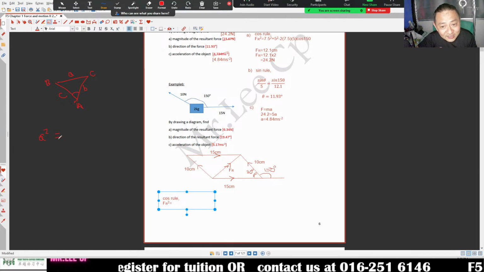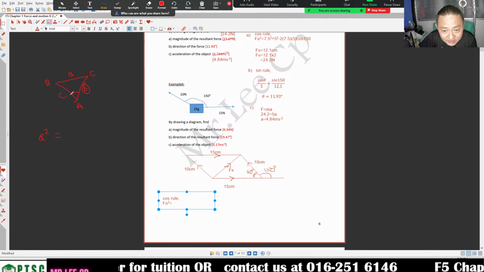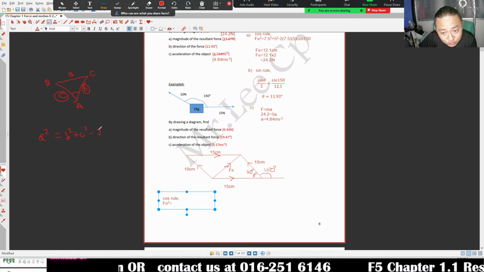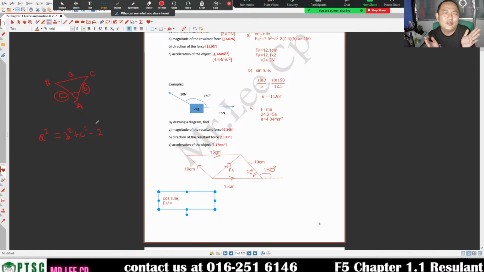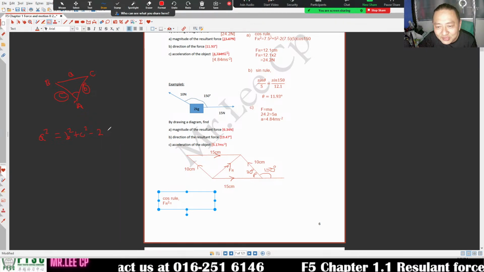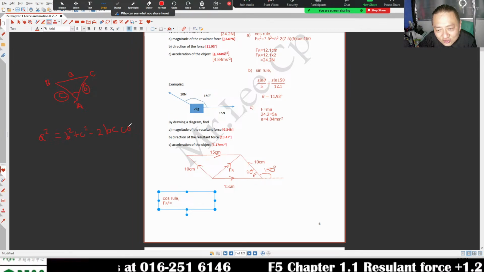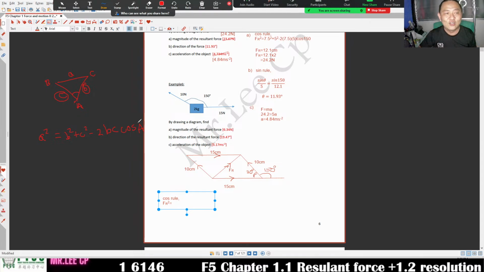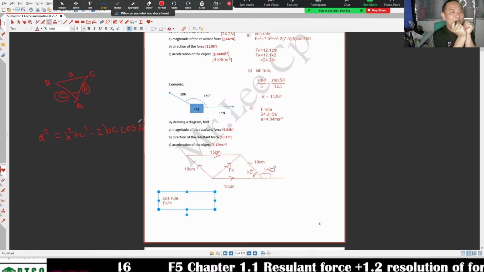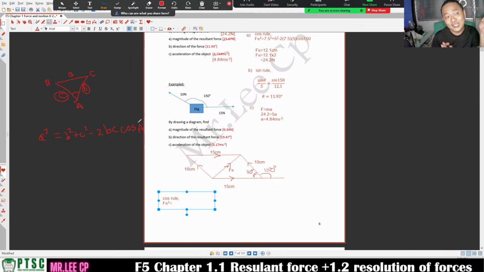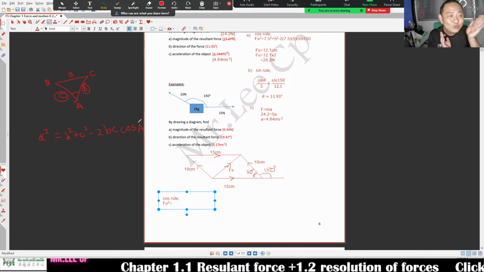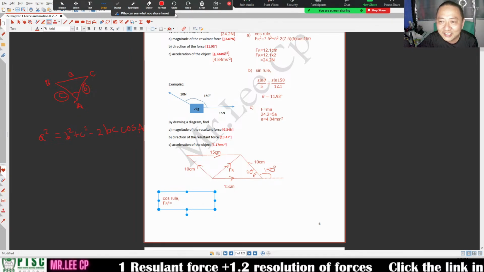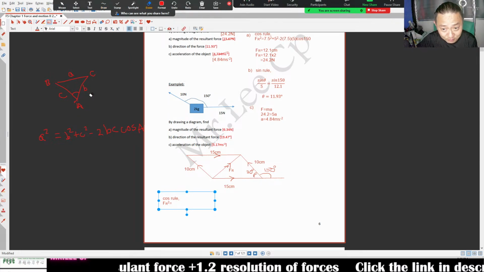Side square plus side square: B square plus C square. B square plus C square minus 2. After you add the squares, you have to minus back: 2 B and C, and cos A. Cos back, cos the angle between these two, and then come back. Opposite square is side square plus side square minus 2 side. If you still don't get it, you refer to the formula.